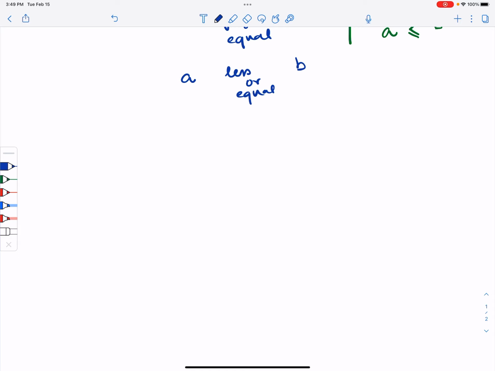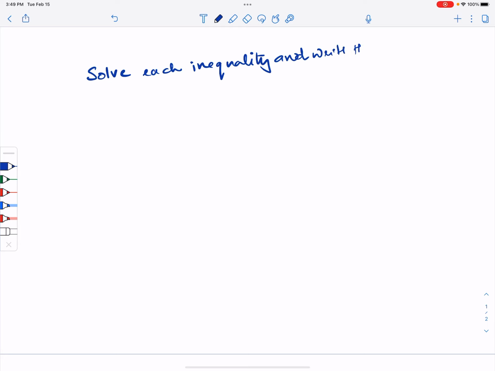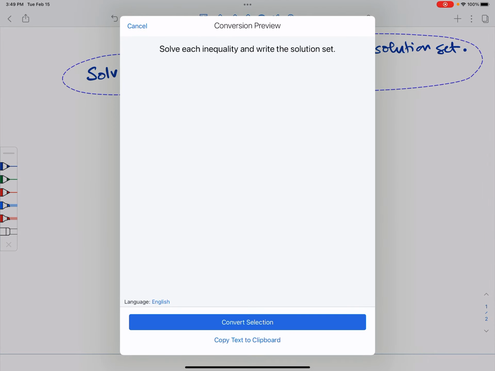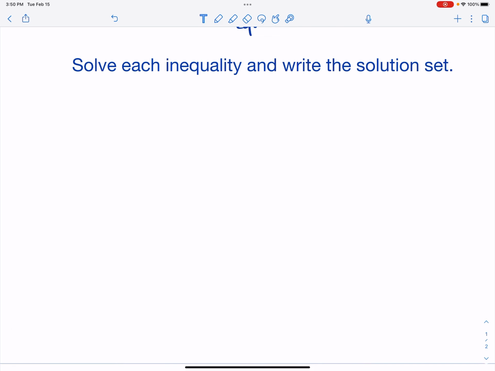Let's say you're given a problem, and this is your instruction: solve each inequality and write the solution set. Let's go ahead and change this into text so you don't have to deal with my handwriting.